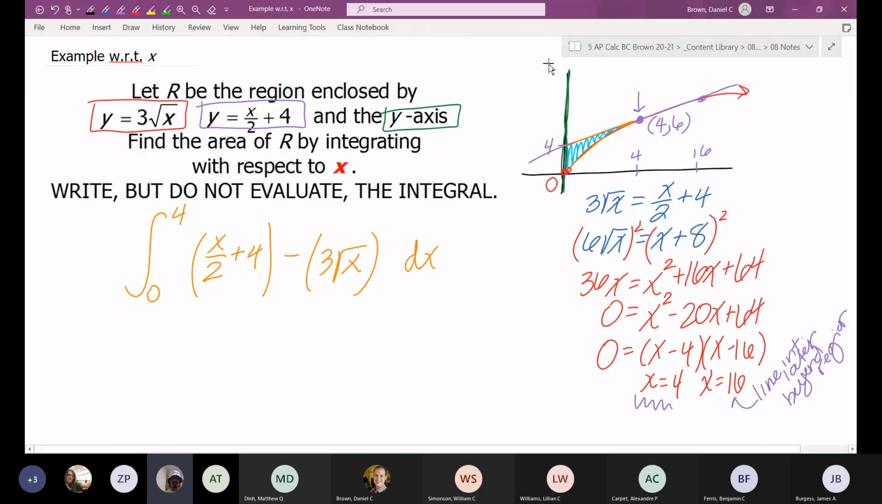Mr. Brown. Yes. So what if you used x equals 16? Would that not work? If you did x is equal to 16, it would not represent the region being described.